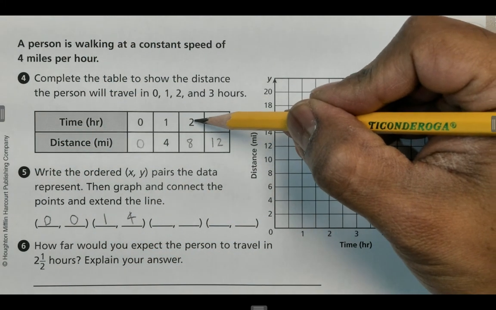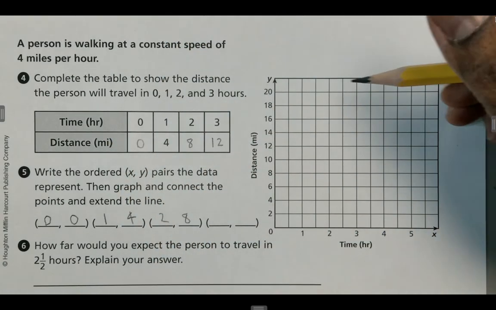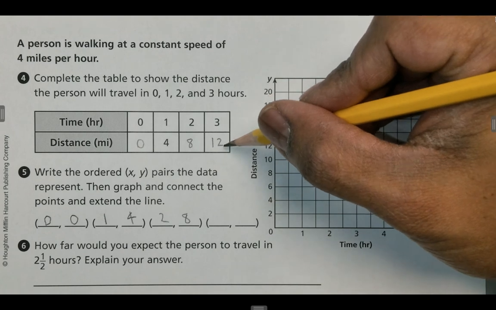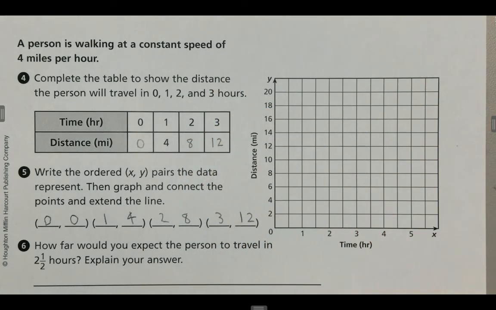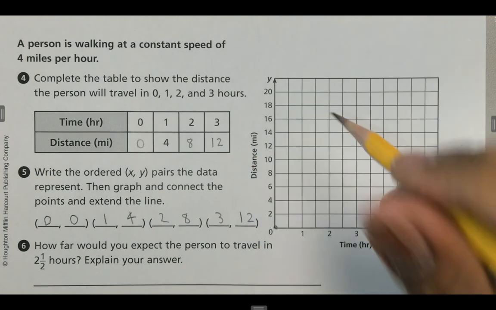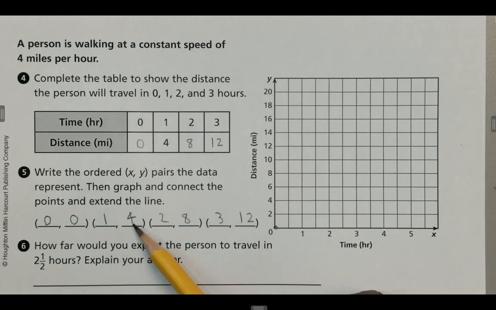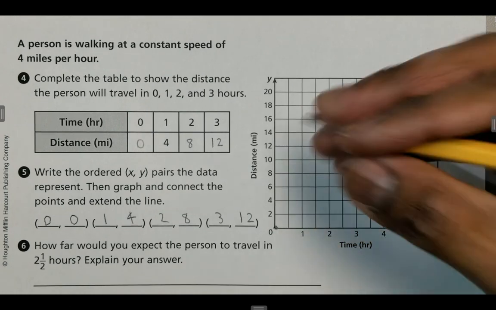If you've been walking for 2 hours, you will have covered 8 miles. If you've been walking for 3 hours, you will have covered 12 miles. Okay, and then it says graph and connect the points and extend the line. All right, so we'll start at our 0, 0, then our 1, 4, over 1, up 4.